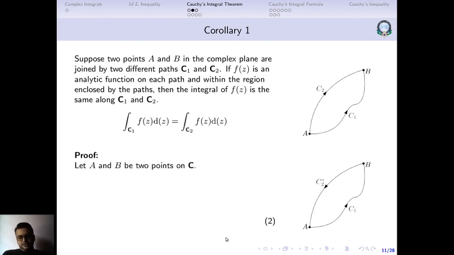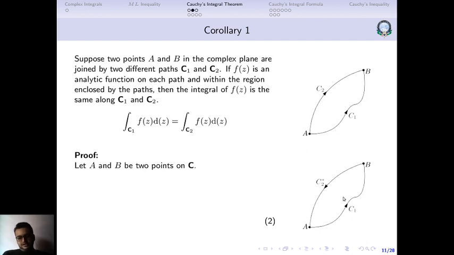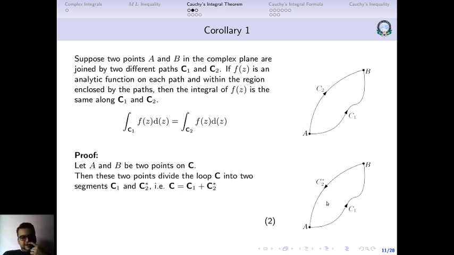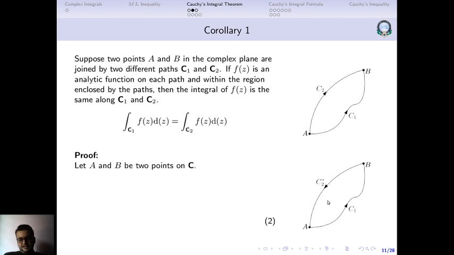Now we take 2 points on this path. Remember, this was a closed path. We take 1 point here and another point here, points A and B. Now what do these points A and B do? They partition the closed contour into 2 open paths. One is an open path C1, another one is an open path C2 star. So it divides the loop C into 2 segments, C1 and C2 star, so that the original loop C is nothing but a combination of C1 and C2 star.